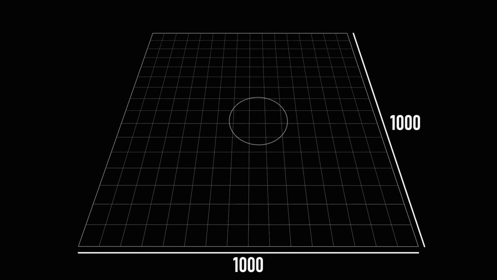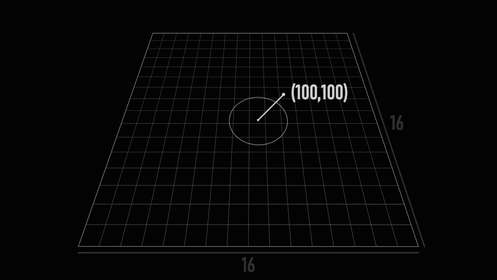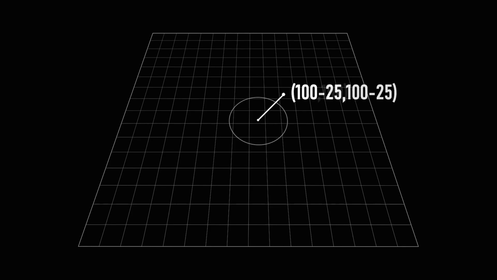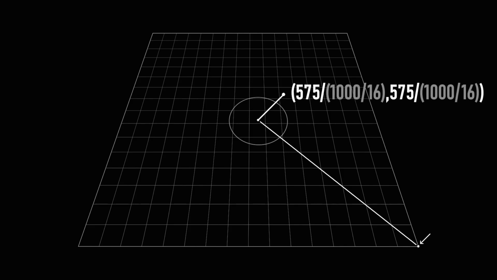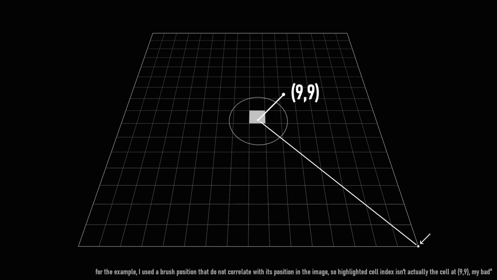So let's assume the grid is at, say, 25 cm in x and y in world space, is 1000 cm squared, and has 16 cells in x and y. And let's assume the brush 2D position is, say, at 100 cm in x and y in world space. Relative to the grid's origin, that's 75 cm in x and y. And relative to the grid's lower corner, 575 cm in x and y. That, divided by the cell size in x and y, floored, results in the cell index in x and y.